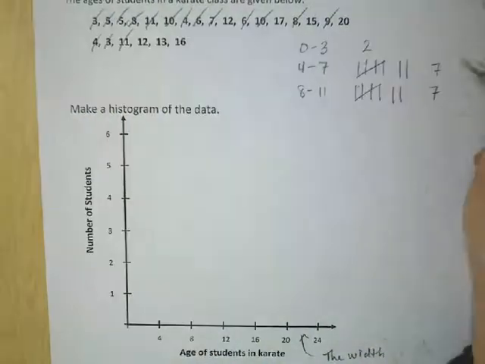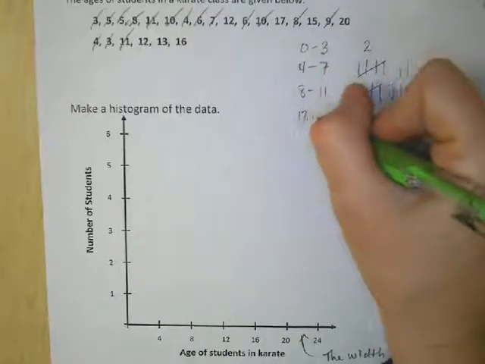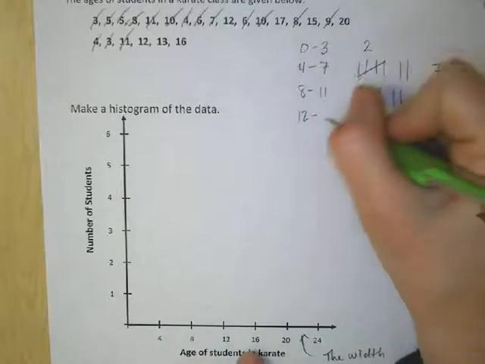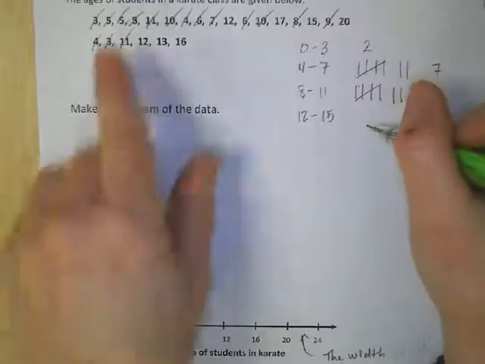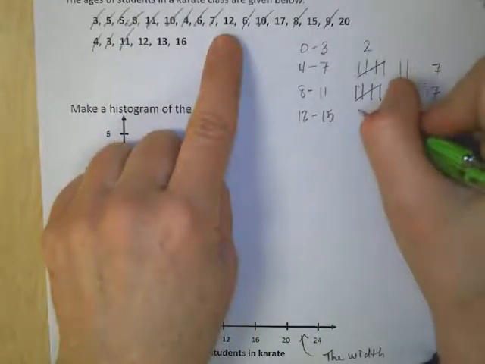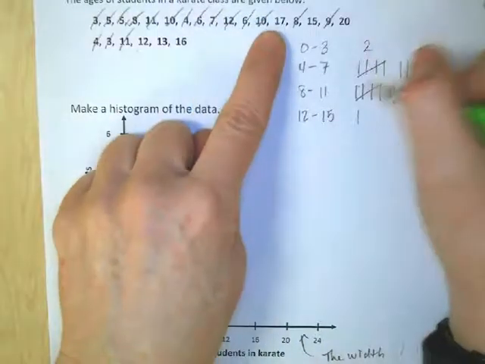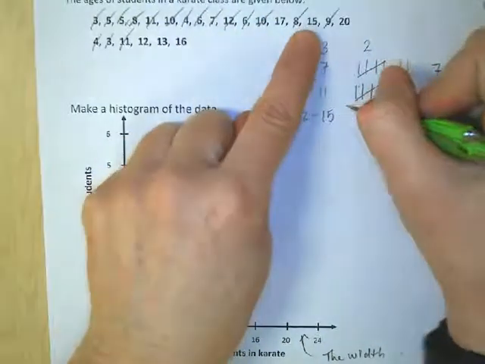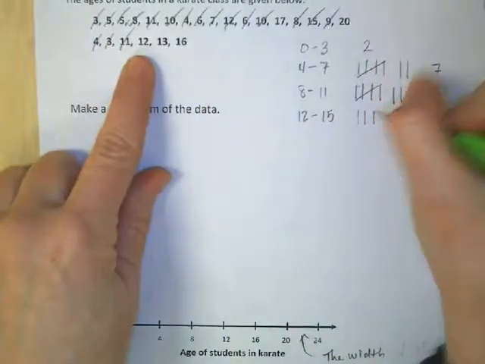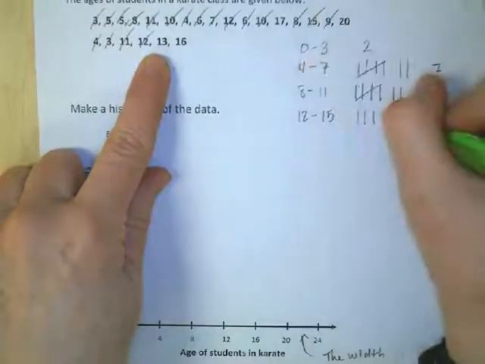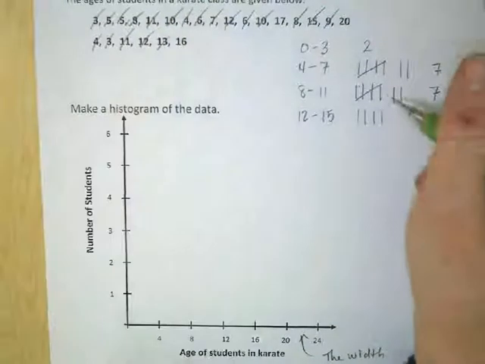And then the next one would be 12 through 15. So I've got a 12. 17 does not fit in there. 15, yep. 20, no. 12, yep. 13, yep. 16, no. So I've got 4.